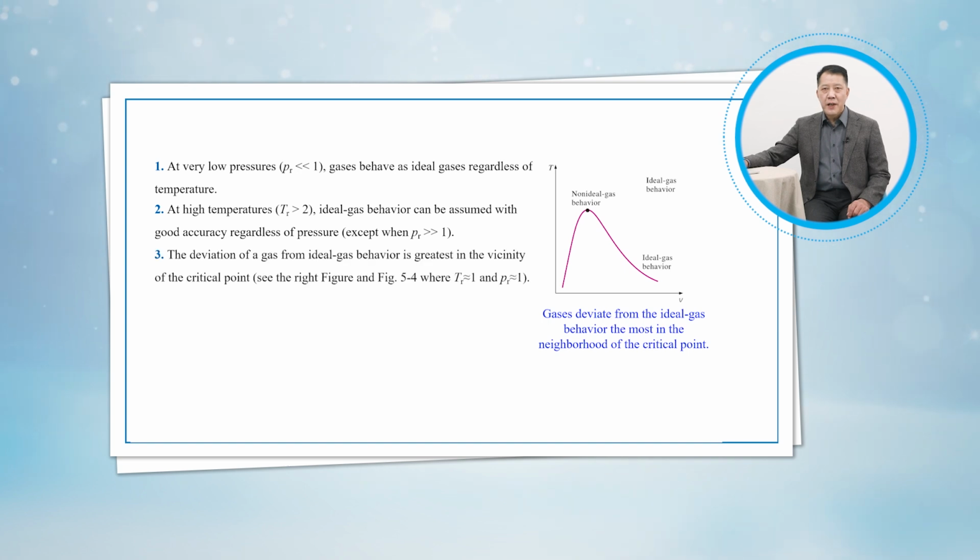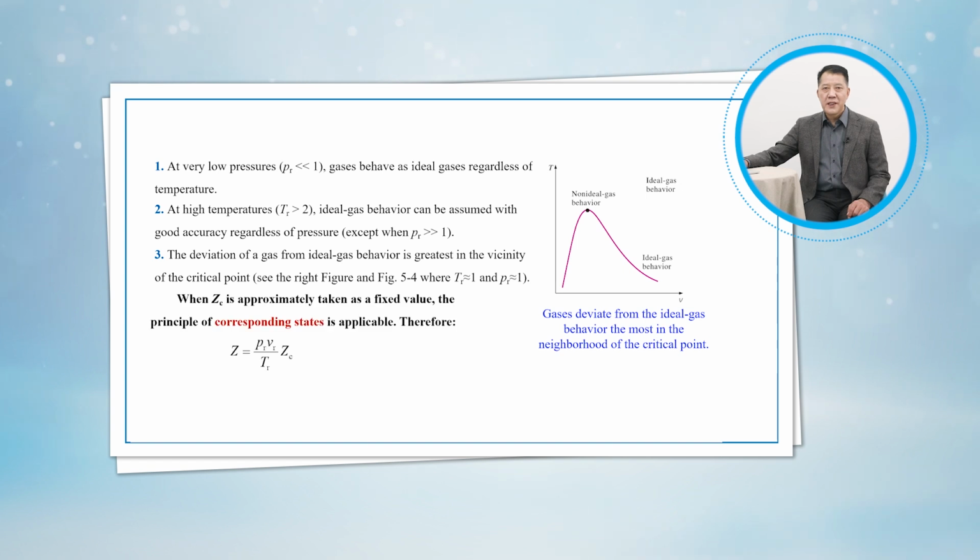And the third one is, the deviation of a gas from ideal gas behavior is greatest in the vicinity of the critical point. When the critical compressibility factor Zc is approximately taken as a fixed value, the principle of corresponding states is applicable.